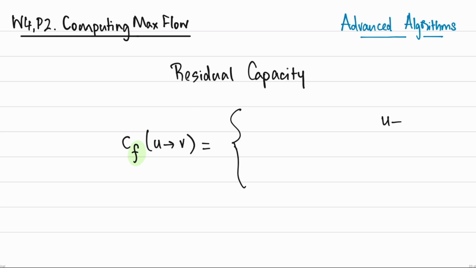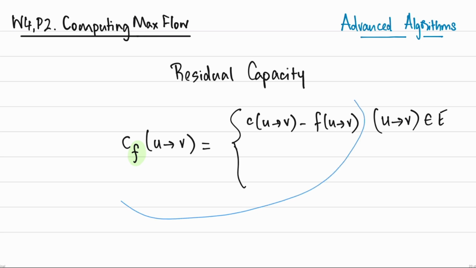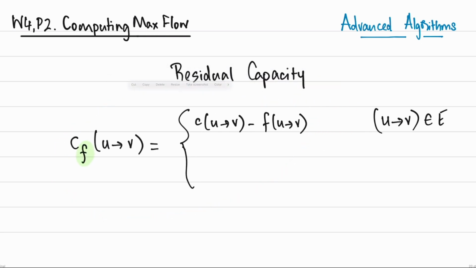So if you have an edge from U to V in E, that is to say this was an original edge in the graph, then the residual capacity is simply the original capacity minus the flow, right? So in particular, if this edge was an edge that was being avoided by the flow, then the residual capacity is the same as the original capacity, okay?